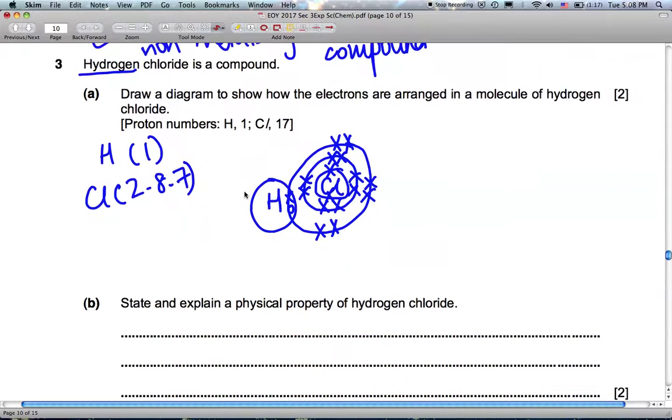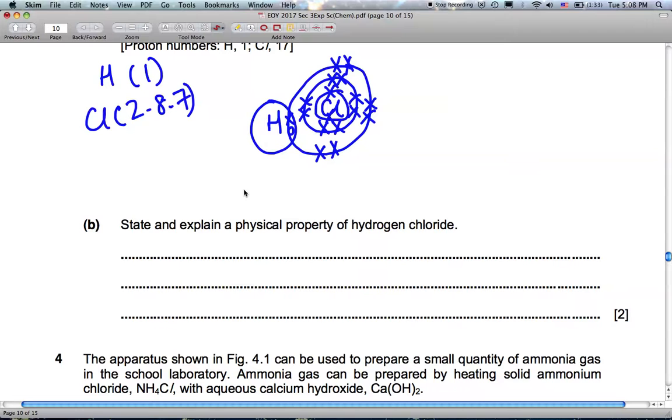Okay, next question. The next question was quite tricky for some of you, because you thought that hydrogen chloride is the same as hydrochloric acid, or you used some covalent properties that do not apply to hydrogen chloride. The first thing you can start off with is to say that hydrogen chloride, since it's a covalent compound, has a low melting and boiling point.